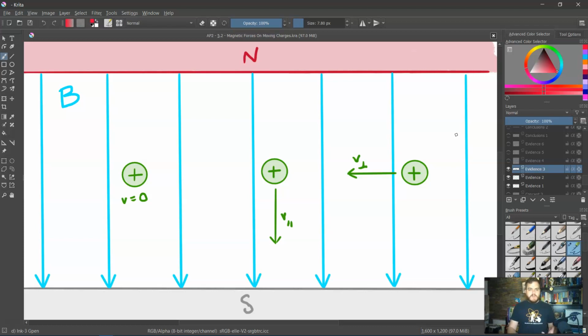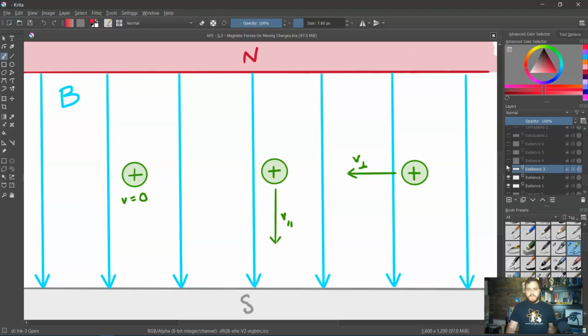Now the first one over here on the left is going to be not moving. The one that's in the middle we're going to say is moving parallel to the field, so we'll say it's moving downward. And the one on the right we'll say is moving perpendicular to the field, so let's say it's moving to the left. Well, how exactly will the magnetic field apply forces to these individual charges?